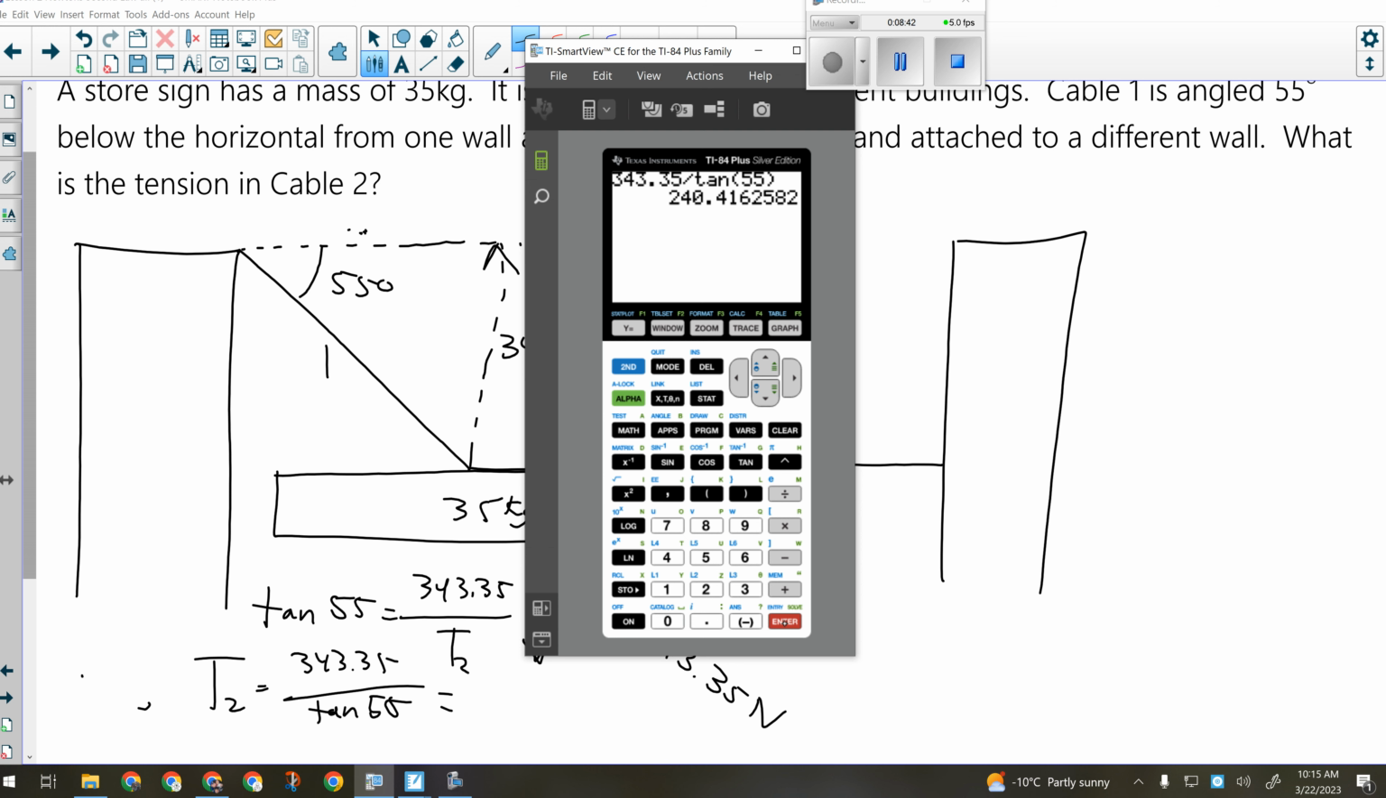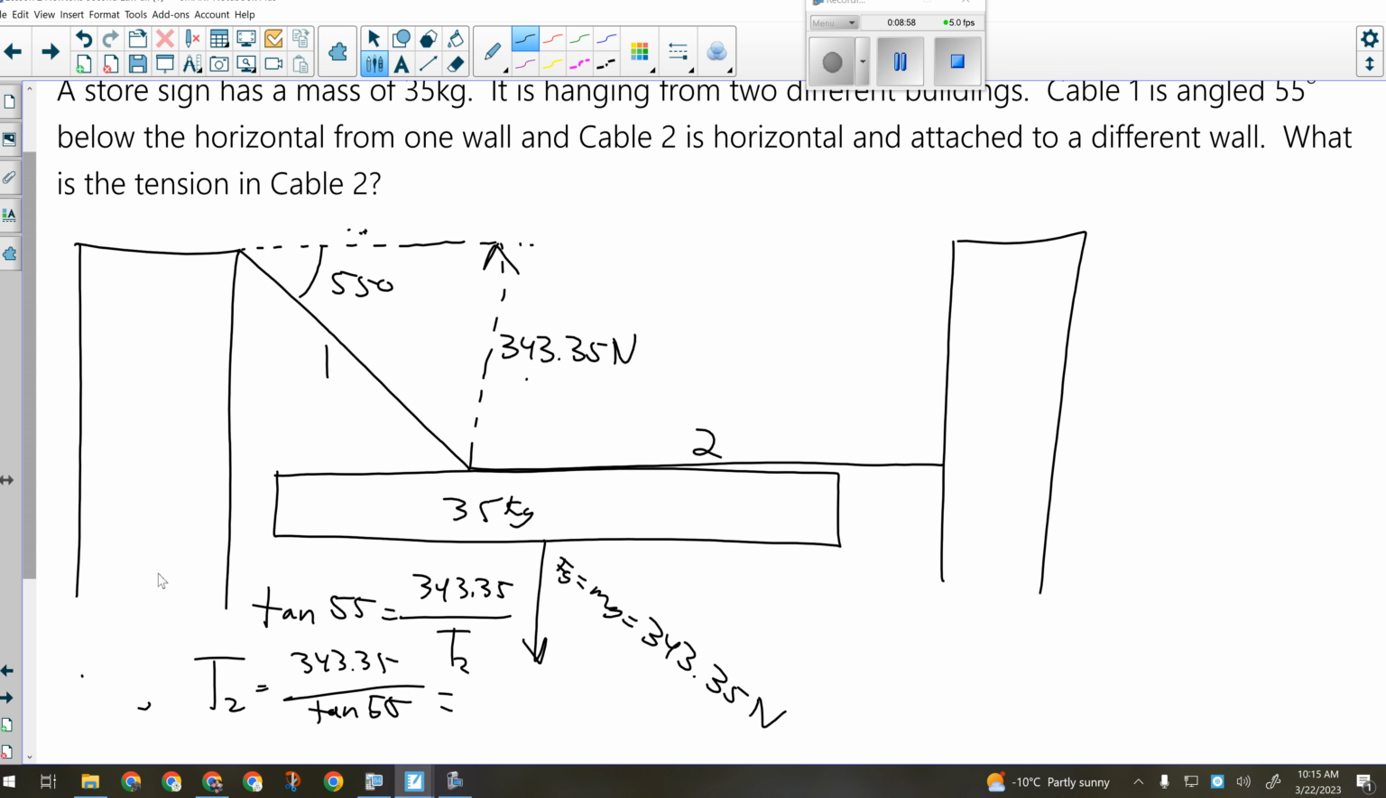Does that answer make sense? This is a 55-degree angle, so that means this side has to be bigger than that side. So mathematically, that answer is valid. Okay, is everyone okay with that? So cable A pulls this way with 2.4 times 10 to the 2 newtons. That means the tension in cable 2, sorry, is 2.4 times 10 to the 2 newtons.